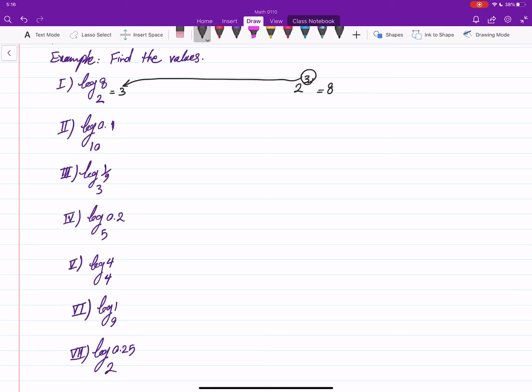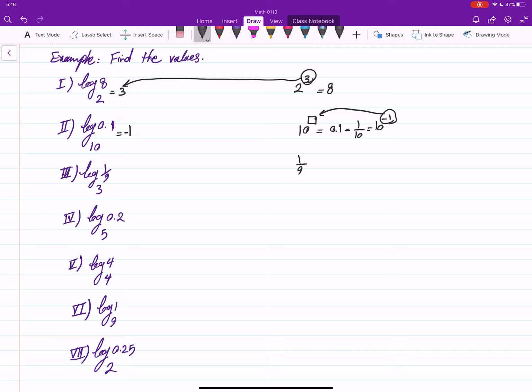How about log of 0.1 base 10? So we are looking for an exponent for 10 such that we get 0.1. 0.1 is 1 over 10, and that is 10 to the power negative 1. You see that the exponent we are looking for is negative 1.